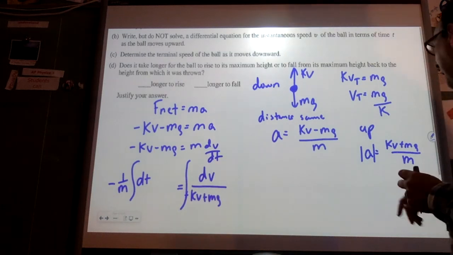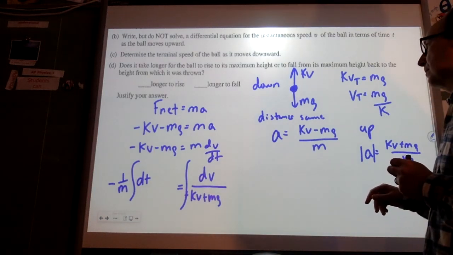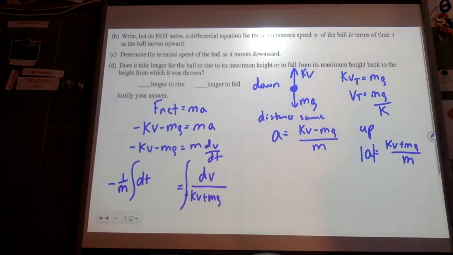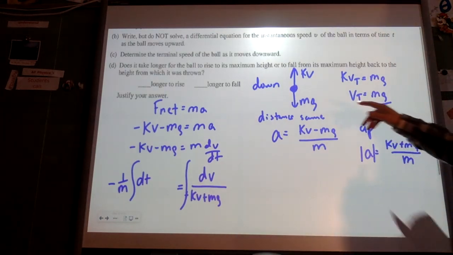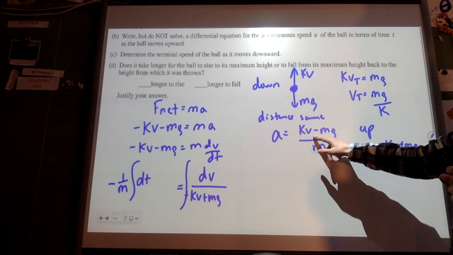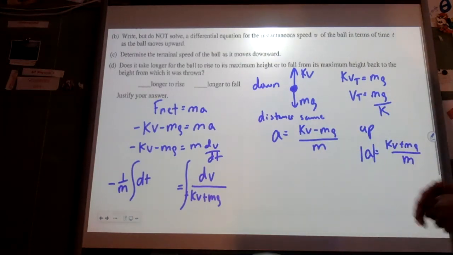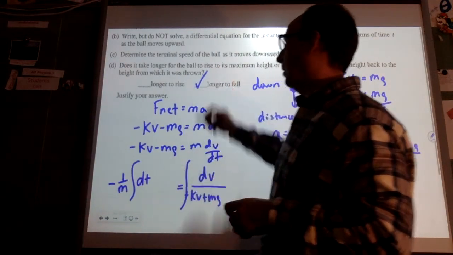So if I have the same distance and I have less acceleration, it's going to take more time. So it's going to be longer to fall.